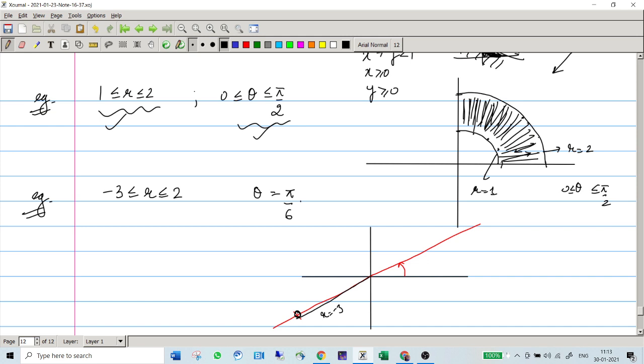Let us just consider the boundary. So r equal to 2 would be here. So the graph will be theta equal to pi by 6, meaning we are traveling along this line. This is r equal to minus 3 and theta equal to pi by 6, and this is r equal to 2 and theta equal to pi by 6, meaning this particular line segment is your graph for this set of equations, right?